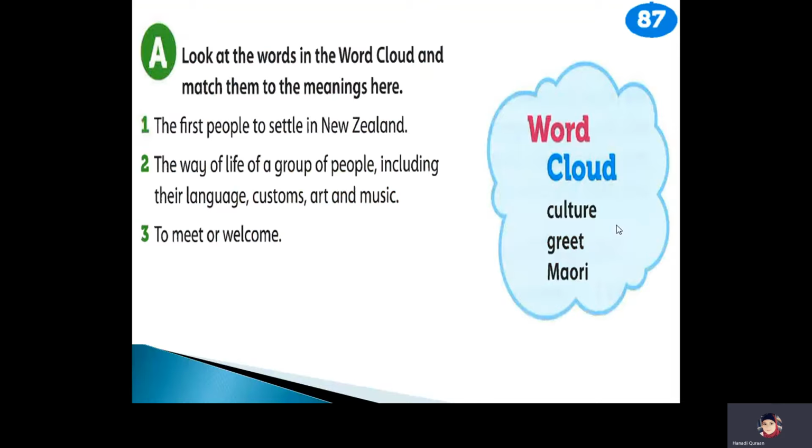Now, the first meaning: the first people to settle in New Zealand. So the first people who lived in New Zealand. Number two, the way of life of a group of people, including their language, customs, art, and music. So the way that people live, which includes their language, Arabic, English, Chinese, Japanese, anything. Then we have customs, and we talked about customs a lot even in social studies. And then we have art and music. And the third meaning is to meet or welcome. Let's get to meet them one by one.